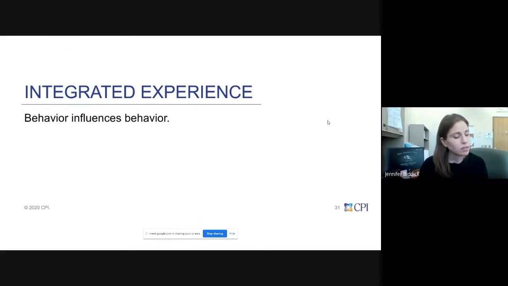So this next one is also really important. Behavior influences behavior. Our attitudes and behaviors can influence somebody in crisis and vice versa. Somebody in crisis can influence our attitudes and behaviors, but it's up to us to be aware of our attitudes and behaviors, to be aware of our perceptions, and remain in control of ourselves in order to increase the likelihood of implementing a successful intervention, which is sometimes easier said than done.